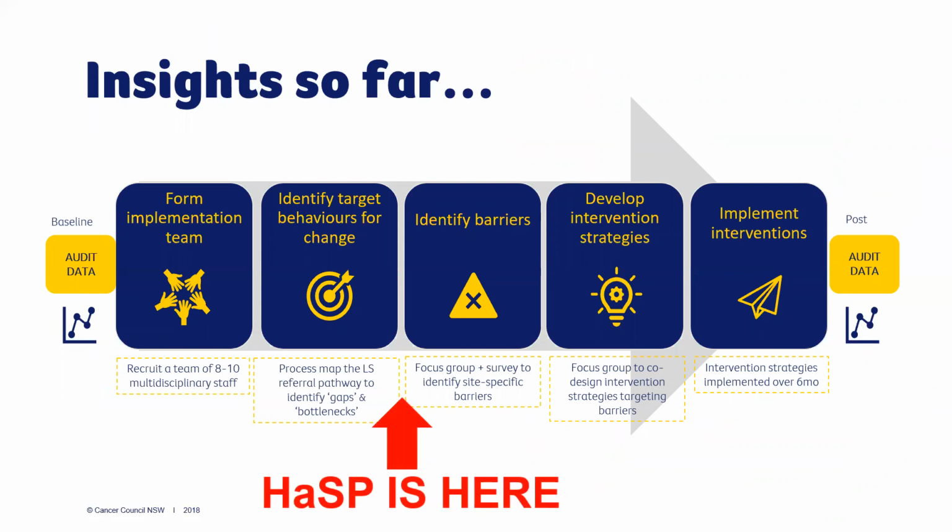So in terms of where we're currently up to in the trial, most sites are now at the stage where we've process mapped the Lynch syndrome referral pathway and identified target behaviours for change. And we're about to start assessing barriers to change so that we can design targeted intervention strategies. And so even though we're still relatively early on in the study, there have already been some really interesting findings from the process evaluation so far, and I can share a few insights with you now.